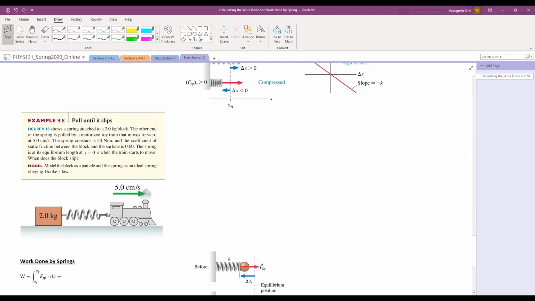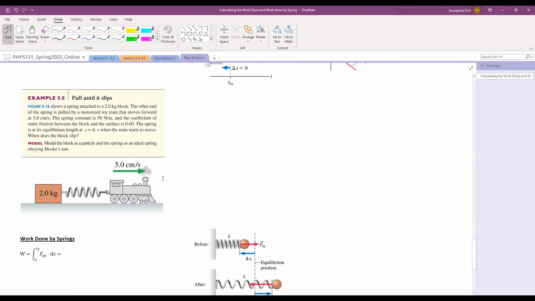Now let's take a look at this example. This is example 9.8 in your textbook. This shows a spring attached to a 2 kilogram block. The other end of the spring is pulled by a motorized toy train that moves forward at 5.0 centimeters per second. The spring constant is 50 Newton per meter, and the coefficient of static friction between the block and the surface is 0.6. The spring is at equilibrium length at t equals 0. When the train starts to move, when does the block slip?